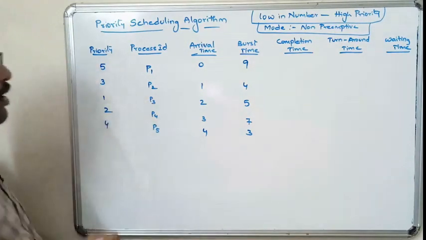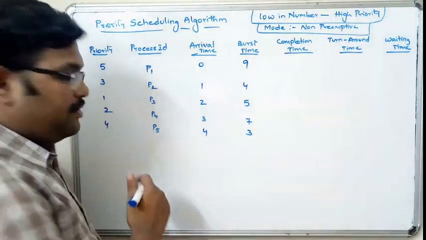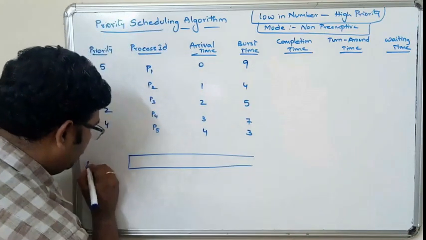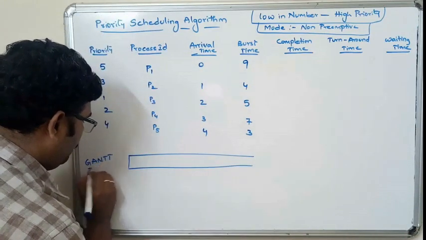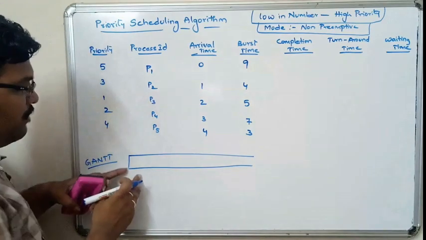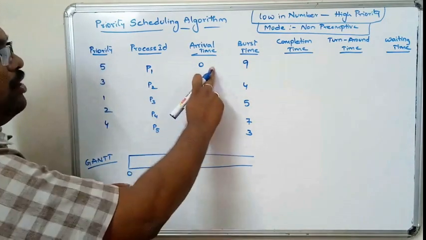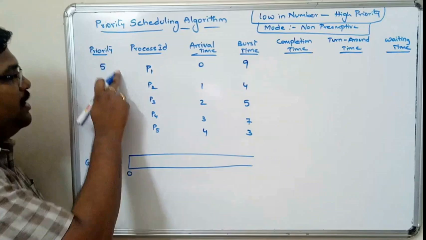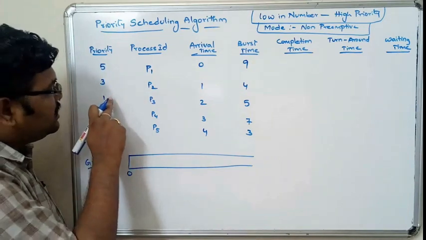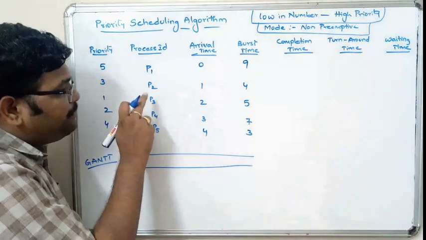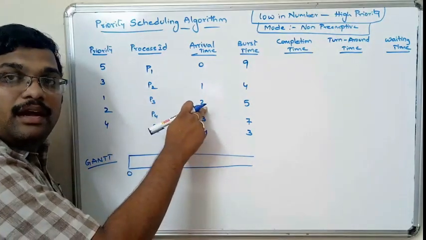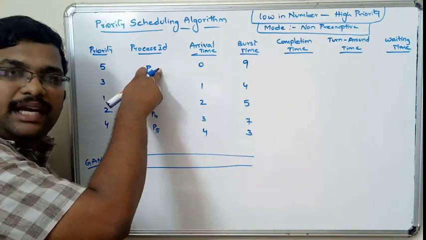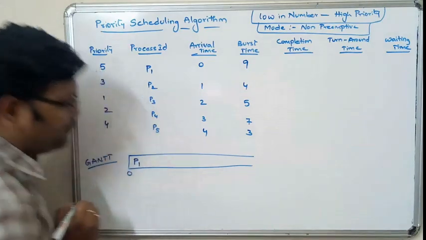Now let us prepare the Gantt chart so that we can find out all these times. So this is the Gantt chart. Always this starts from 0. At the 0 arrival time, only one process is in the ready queue. Even though, see here the priorities, 5, 3, 1, 2, 4, the highest priority is given to process 3. But process 3 arrives at arrival time 2. Initially only one process is available in the ready state, so this process will be allocated to the CPU.